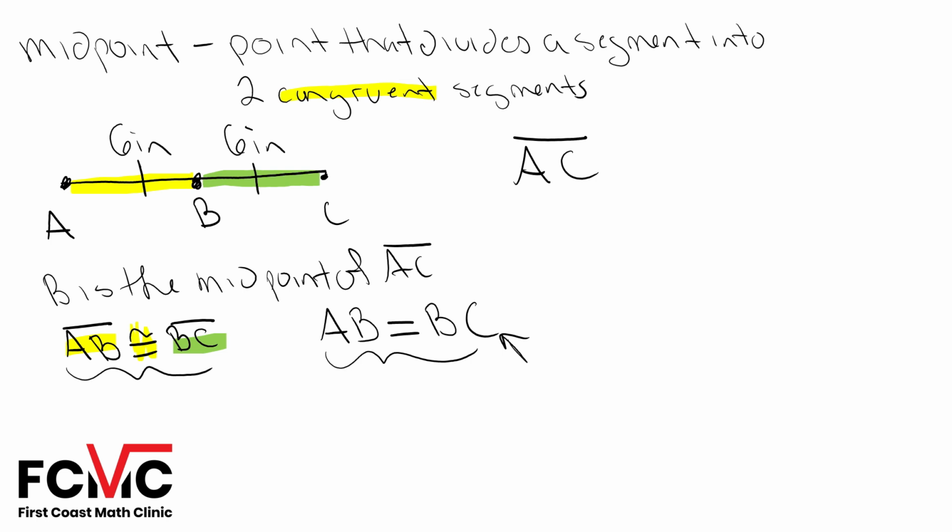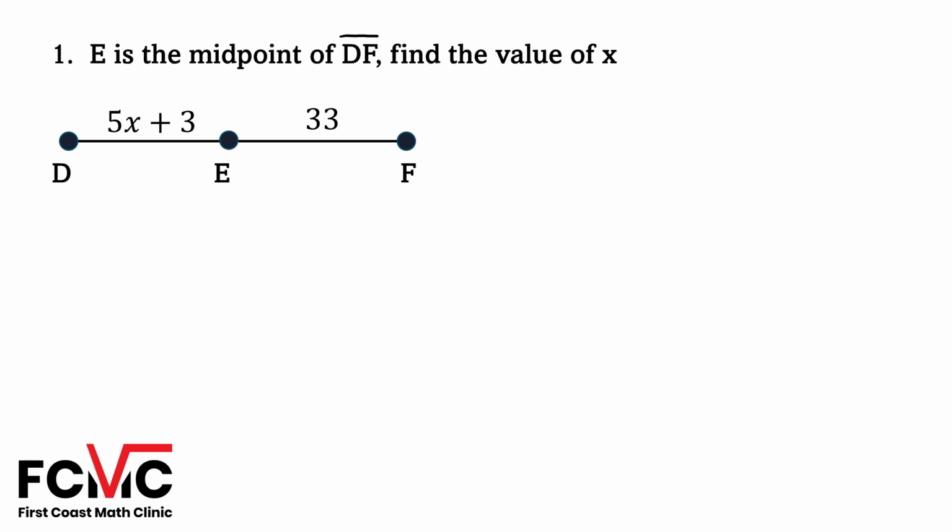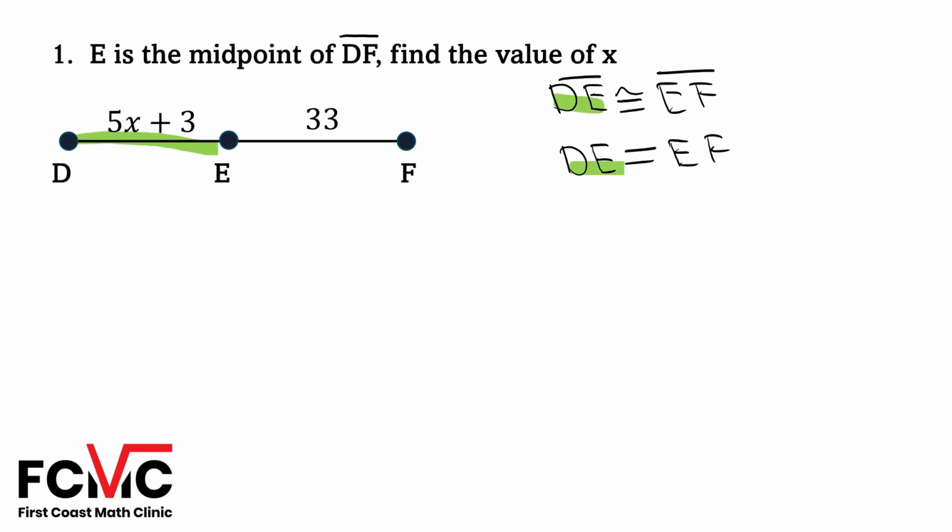So let's get into some application problems using the midpoints of segments. So for number 1, we know E is the midpoint of DF. We want to find the value of x. So if E is the midpoint, then we know that DE, two segments that are created, is congruent to EF. So it's our geometric relationship, our algebraic relationship. It's going to be DE is equal to EF. So our segment here, DE, is congruent to or is equal to our segment here, EF.